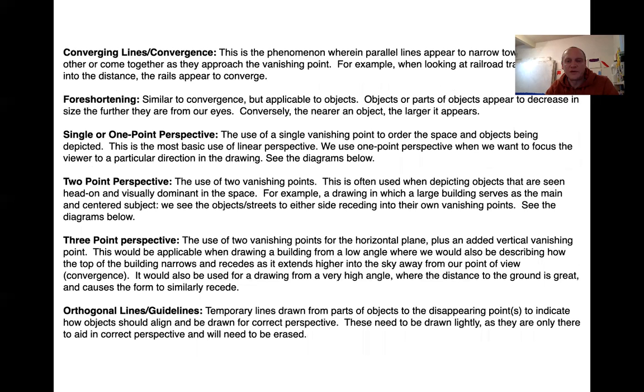We've gone over all this stuff, except down at the bottom, orthogonal lines. And these are temporary lines that we'll see in a few minutes that we draw in order to figure out where the lines need to happen in order to make something go with perspective. You would draw those lightly because you'll want to erase them later.